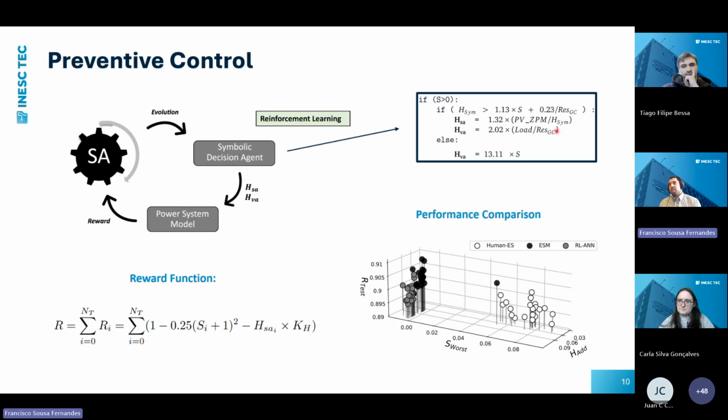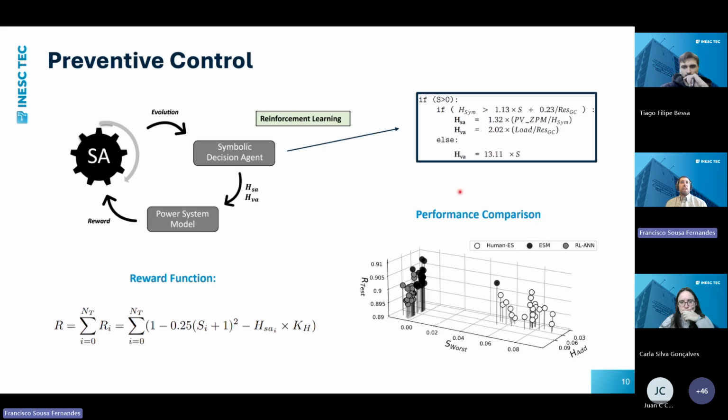In this case, we can clearly see in this first expression that we will dispatch much more inertia the less existing synchronous inertia we have. It makes total sense, and it's also proportional to the penetration of PV. So the more PV, the more inertia we will need in terms of preventive control. We also did a performance comparison of these with, for instance, neural networks and a human-defined expert system. And in all metrics, the ESMs with the symbolic models outperform the benchmark models.